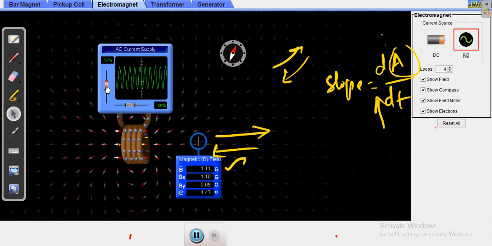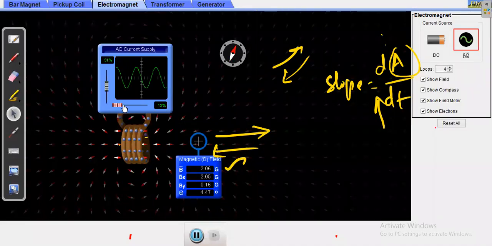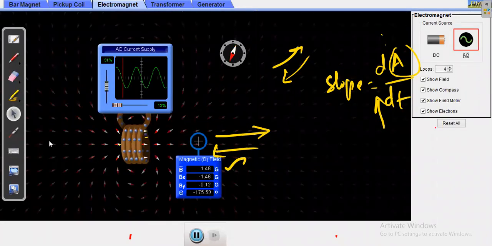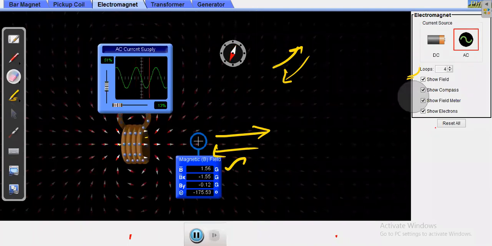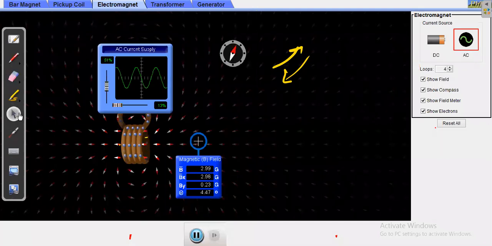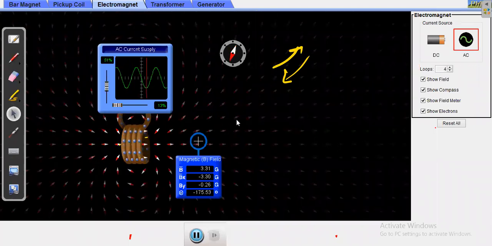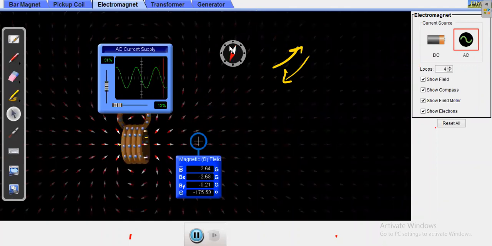I'll keep it at 50%. Now I am going to vary the time. Now I am giving more time. Then very slowly the fields are getting flipped. Is it observable? Yes, very slowly the field is getting changed. The direction of the field is getting changed very slowly.